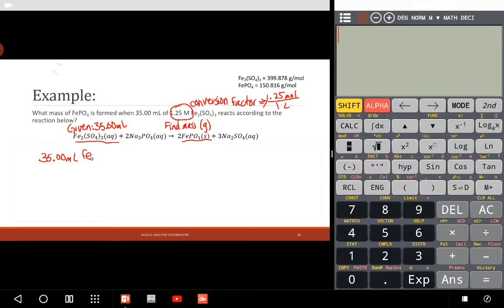So I'm first going to need to get that into liters so that I can cancel out my liters. So I need to get out of milliliters. I need to get into liters. There are 1,000 milliliters in 1 liter. Now I'm in liters of this, and that's a solution. So I need to cancel out my liters of solution. And now I'm going to be in moles of that compound.